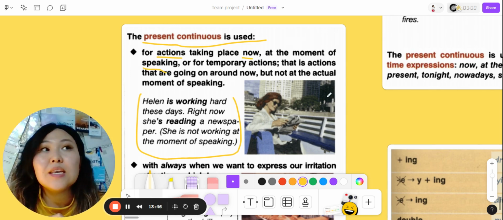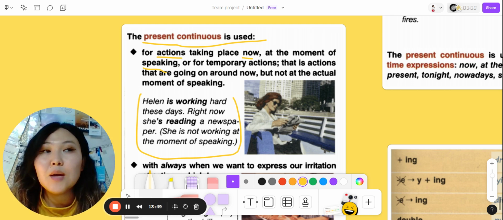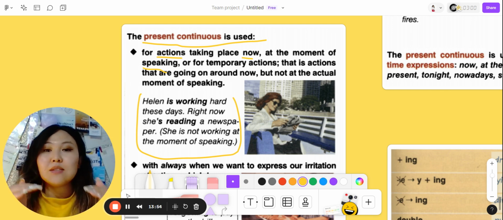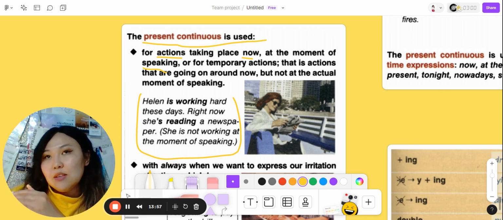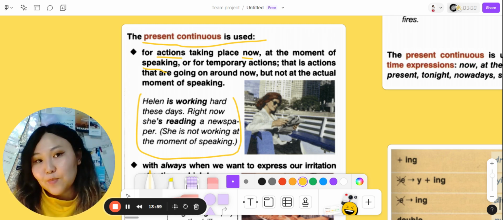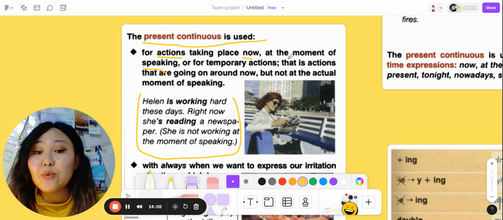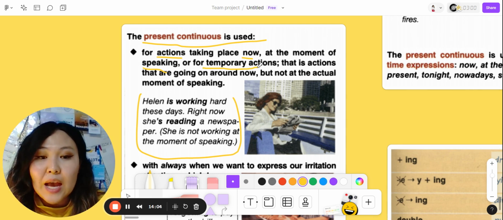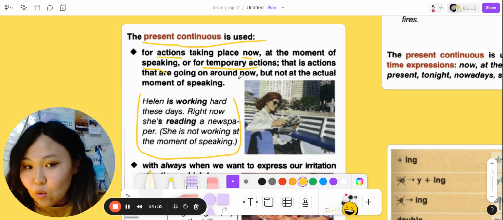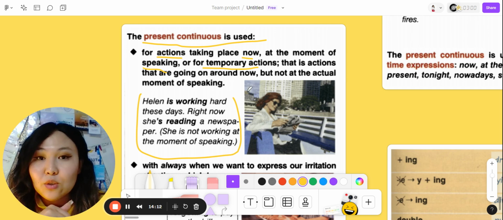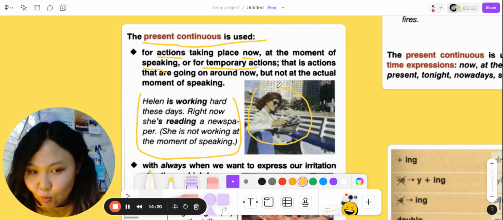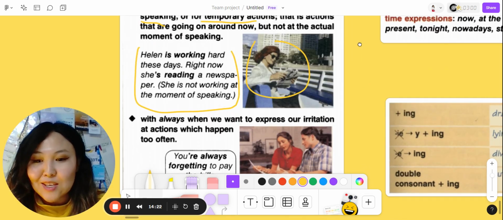For example, I can say that these days I'm not cooking much. It doesn't mean that I'm not cooking right now, but it means that these couple of days, these last few days, I am not doing it. So it's some kind of temporary action. Also, temporary actions are actions that are going on around now, but not at the actual moment of speaking. Also, we see that right now she's reading a newspaper. It's about the thing that she's doing at the moment. Right now, we can see her reading.